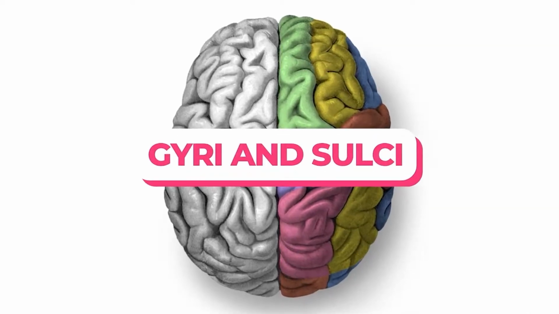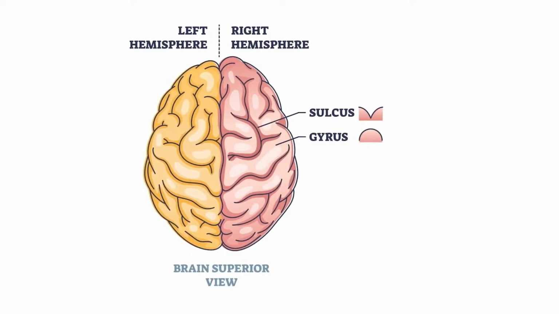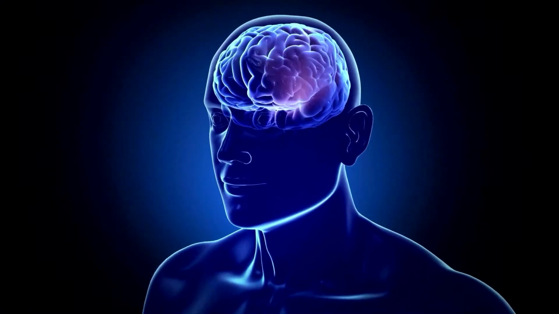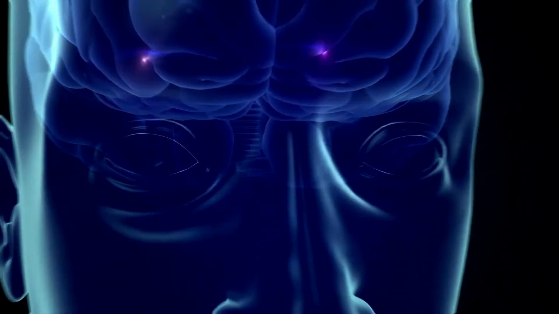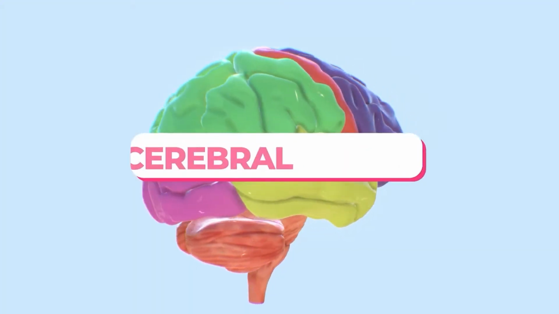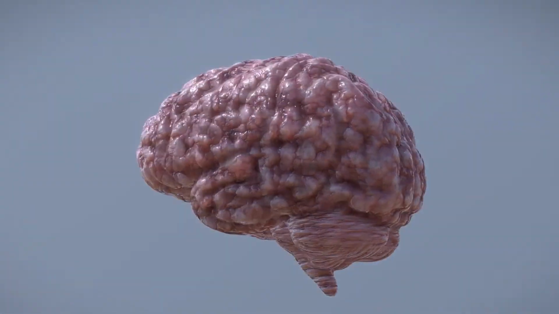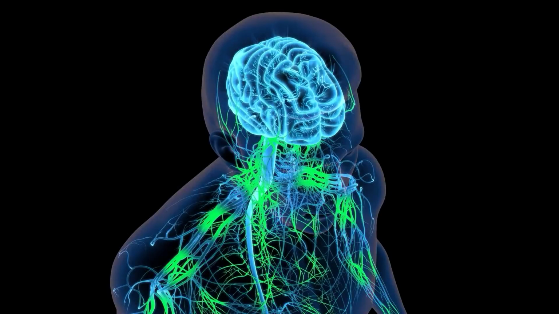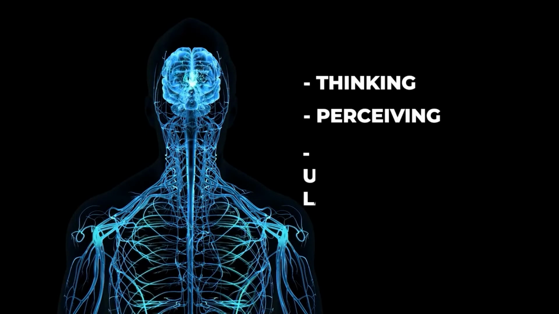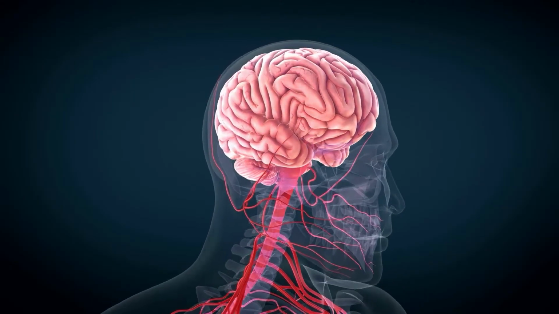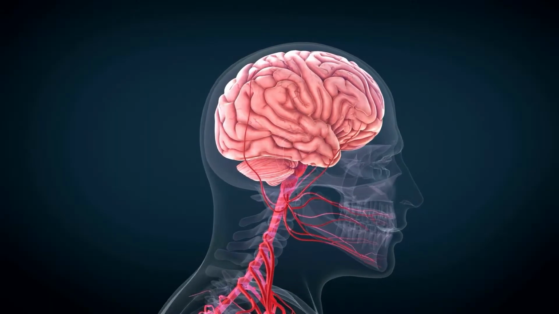Gyri and sulci. The surface of the cerebrum is highly convoluted, consisting of ridges, gyri, and grooves, sulci. These convolutions increase the surface area of the cerebrum, allowing more neurons to fit in and enhancing cognitive abilities. Cerebral cortex. This is the outermost layer of the cerebrum and is composed of gray matter. It is densely packed with nerve cells and is responsible for higher cognitive functions, including thinking, perceiving, producing and understanding language.